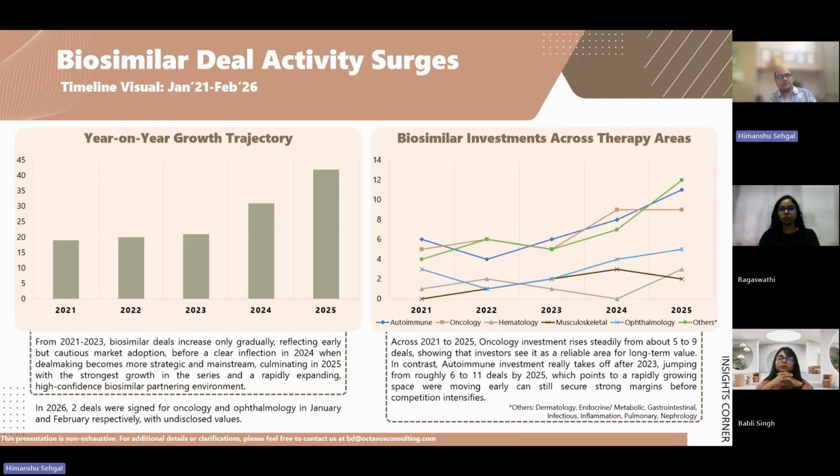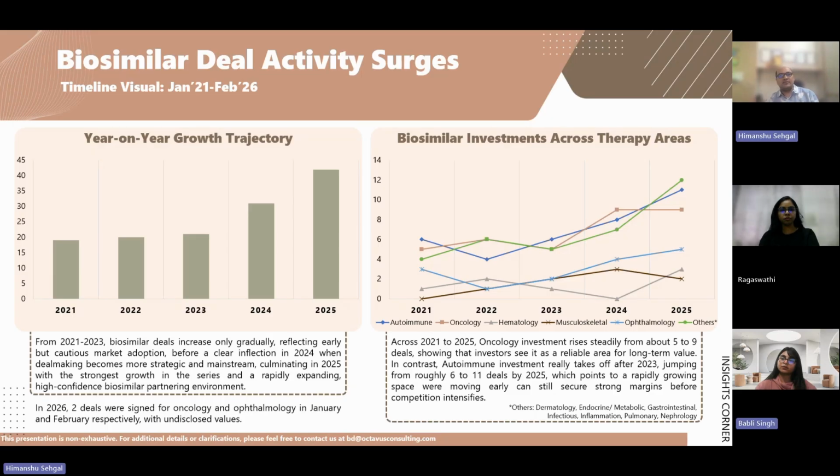And another factor for such deals and focus on these two areas is because of pricing and reimbursements, there are stronger margins and a lot of market access in the oncology and autoimmune space. So all in all, that's the clear picture in terms of biosimilar deals, basically, that oncology and autoimmune take the place. The last 2 years have been on the higher side of a roller coaster ride.